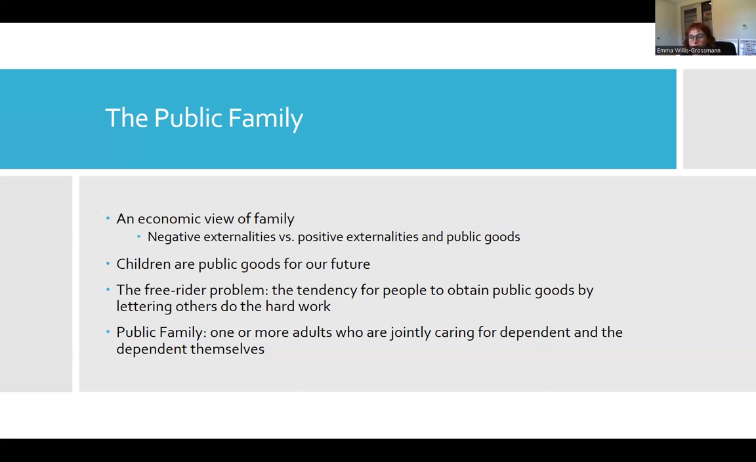The problem with investing in our future by relying on parents to raise good children is we run into what's called the free rider problem. And the free rider problem is defined as a tendency for people to obtain public goods by letting others do the work of producing them. So me and my dad actually recently discussed this problem.